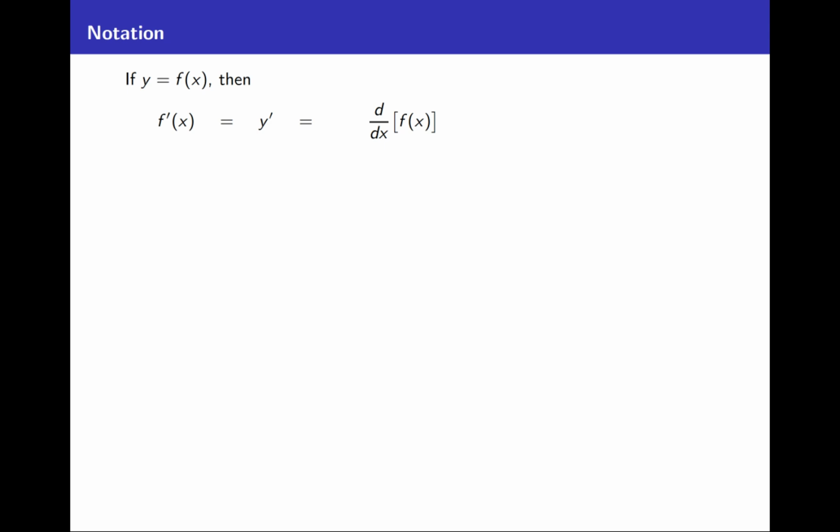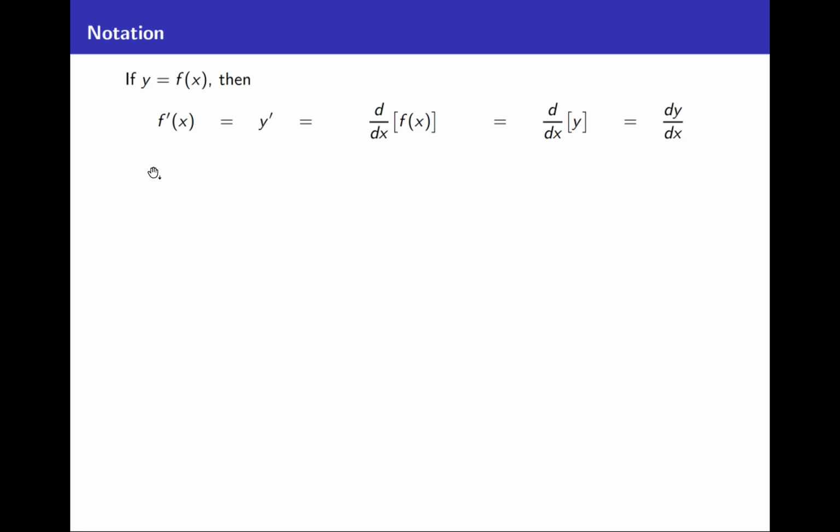Let's talk about notation. If y is equal to f of x, then we know that f prime of x is also denoted as y prime, or sometimes d dx of f of x, which you could also write as d dx of y. Also as dy dx.